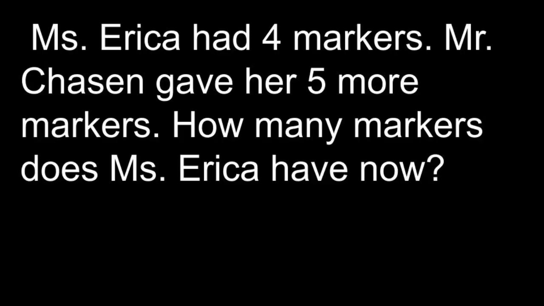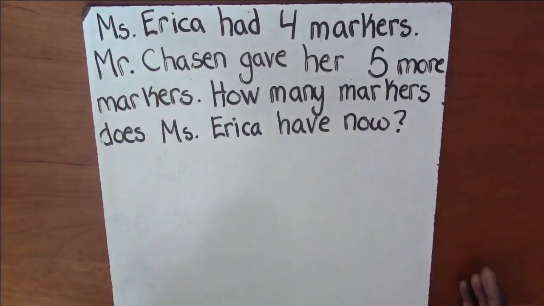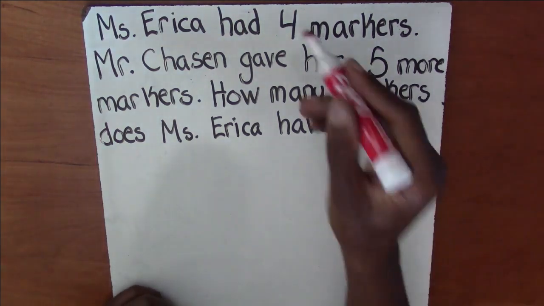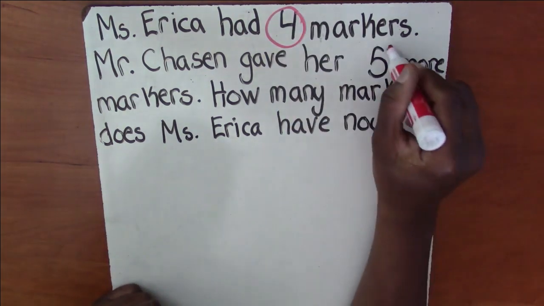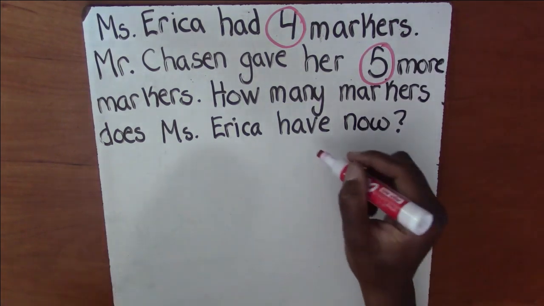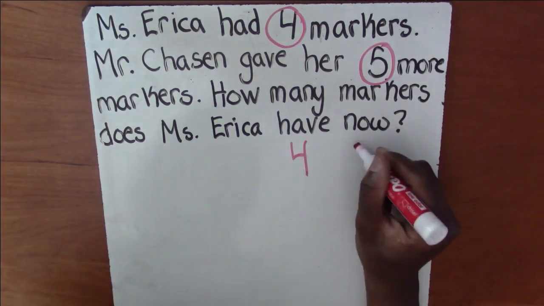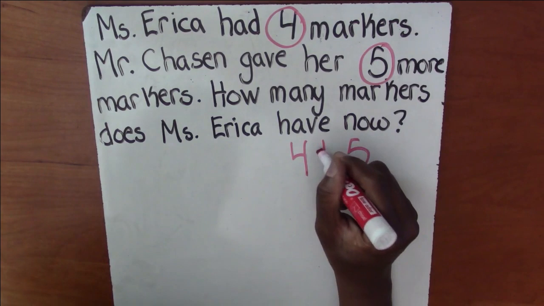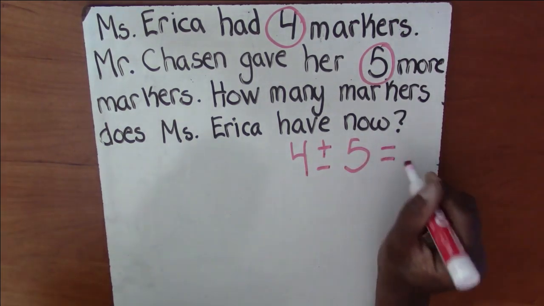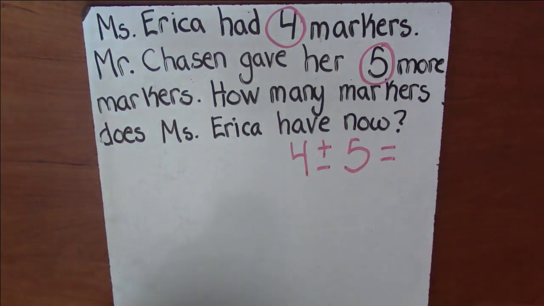All right, Miss Erica had 4 markers. Mr. Chasen gave her 5 more markers. How many markers does Miss Erica have now? Let's go ahead and solve it. All right, so my first step is always to circle my numbers so that I know what I am working with. I have 4 and I have 5, but I do not know if I'm adding or subtracting those numbers, okay? All the problems I've been doing are all addition or subtraction.